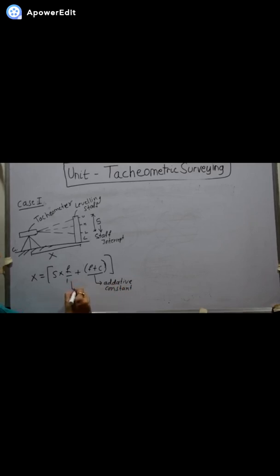F by I is called the multiplying constant. The value of F by I for today's type of tachometer is given by the manufacturer. Now F plus C is the additive constant.